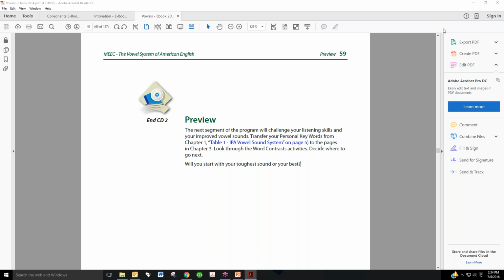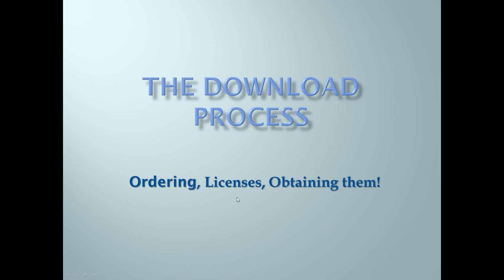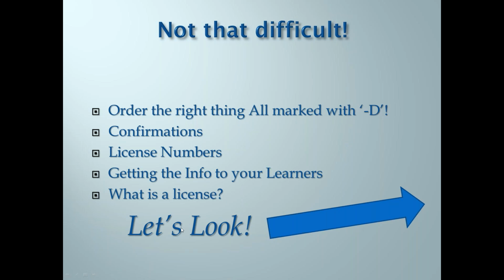Well, finally, I think what I'd like to do is talk about the downloading process itself and see what that is all about. It's actually not that difficult, but a walkthrough might be helpful. First of all, you just need to order the right thing. And certainly when you order print, you can always opt for the downloadable audio. Saves you a little money, saves you a little shipping rate. But if you want the fully downloadable edition, you'll know it has a -D.